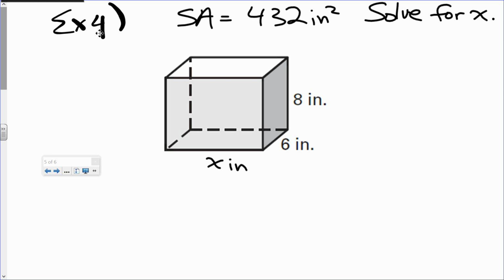Example 4, notice I'm throwing the surface area at you now. I actually gave you the surface area. And our mission now is to solve for x. That's that unknown side. I'm shifting to a little higher gear now. No worries, I'm going to take care of you. It's going to be all right. Don't start crying yet. I'm going to copy that down, though. I'll give you about a minute.